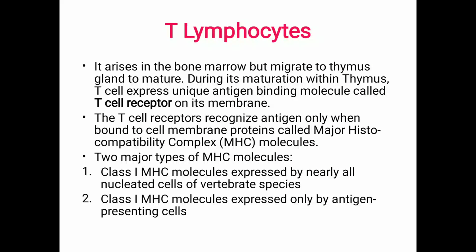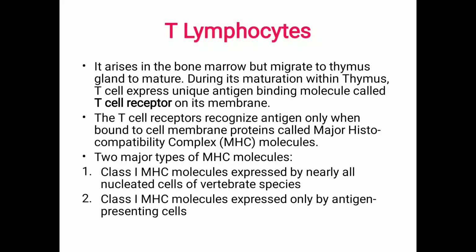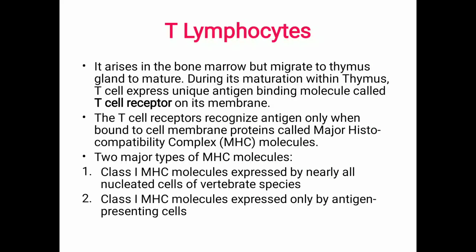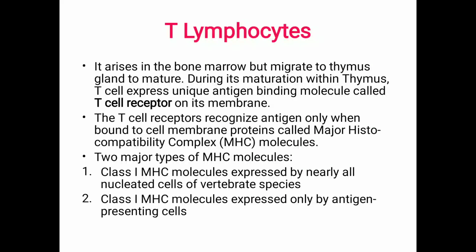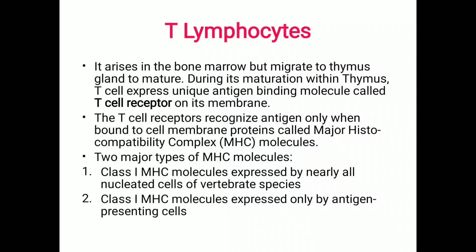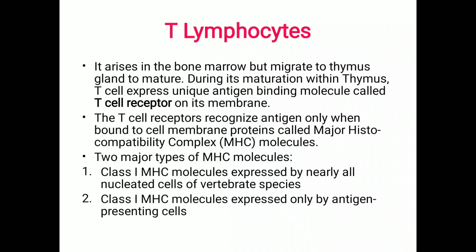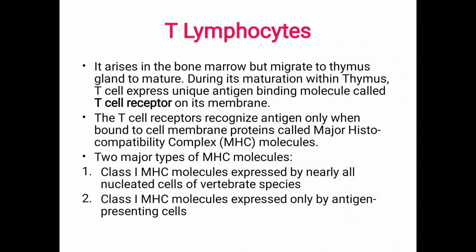So the next type of cells in adaptive immunity are T lymphocytes. The T cells arise in the bone marrow, but they migrate to the thymus gland for their maturation. During their maturation within the thymus, the T cells come to express a unique antigen binding molecule called T cell receptor on their membrane. The T cells can recognize only antigen that is bound to cell membrane proteins called major histocompatibility complex molecules, also known as MHC molecules. These MHC molecules play an important role in processing and presentation of the antigen.